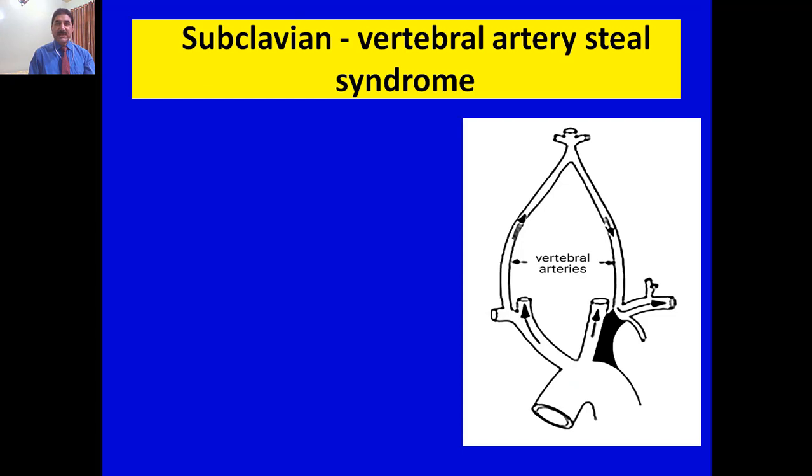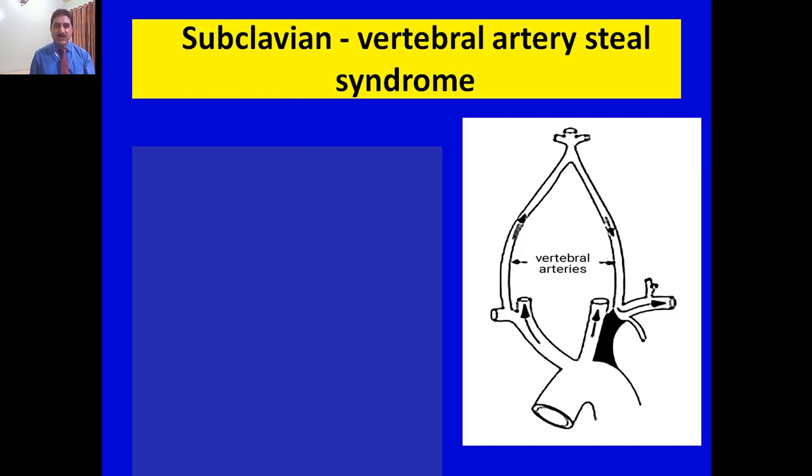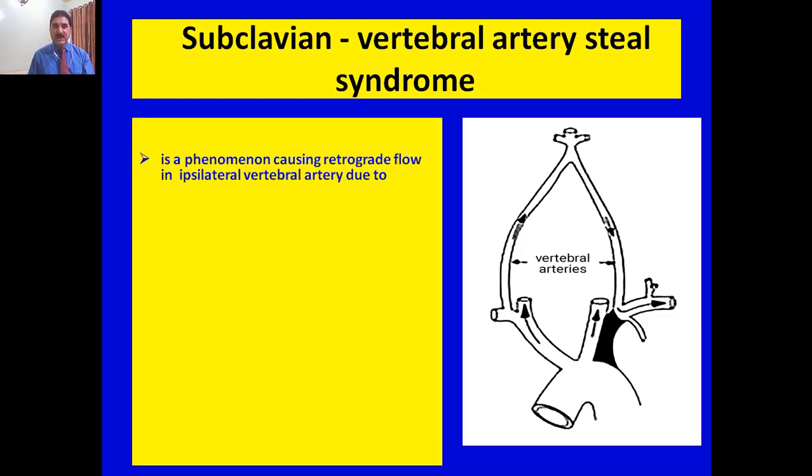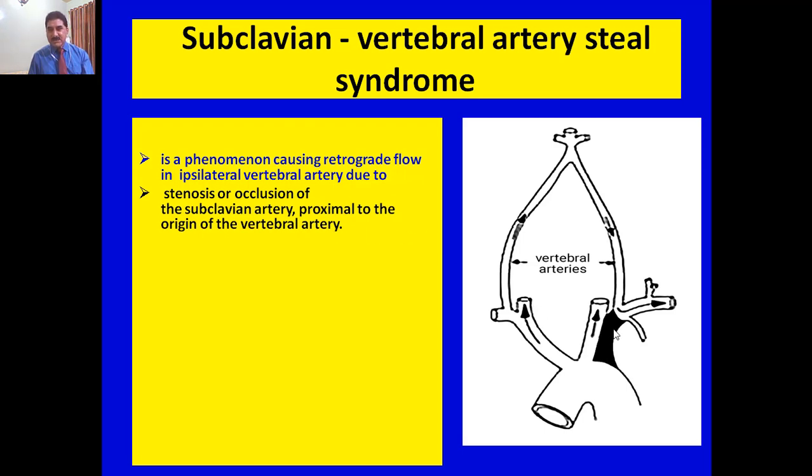Now, what is subclavian vertebral artery steal syndrome? It is a phenomenon causing retrograde flow in the ipsilateral vertebral artery due to stenosis or occlusion of the subclavian artery proximal to the origin of the vertebral artery. As shown in this figure, the proximal part of the subclavian artery, proximal to the origin of the left vertebral artery, is stenosed or blocked due to some reason. So what happens?